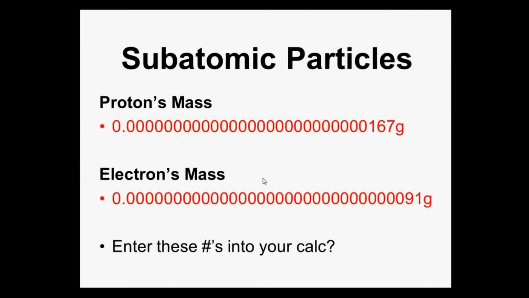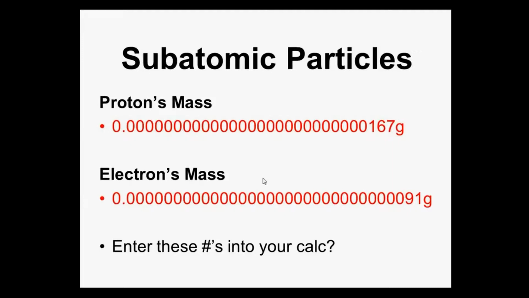What do you do if you have a number that's really small, like the mass of a proton? This is chemistry, and we're dealing with small things here: atoms, electrons, protons, neutrons, etc. The proton's mass is that crazy small number. If I ask you to say that number to someone, it's very difficult to express. Or if I ask you to enter it into your calculator, how would you do that? Most calculators can't handle that number. So we need a way to simplify it, and the answer is scientific notation.